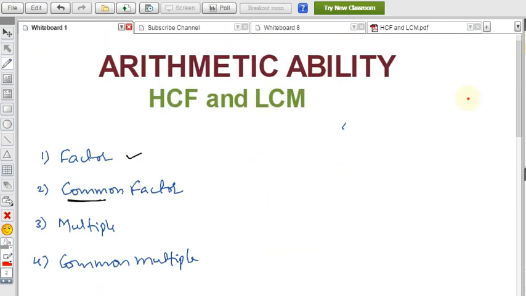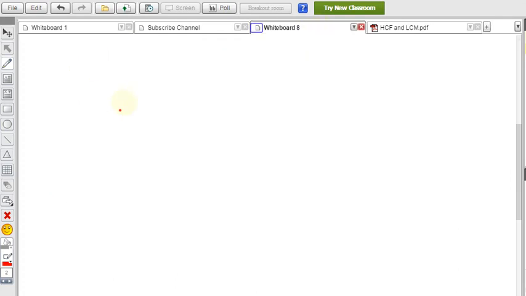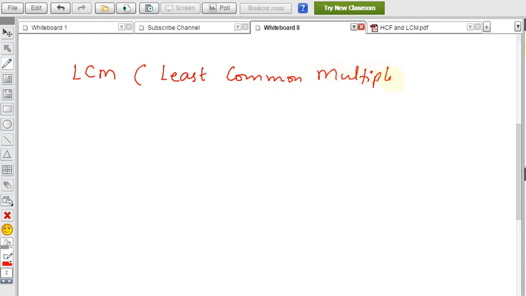Now let us see briefly about HCF and LCM. Now LCM. The full form is least common multiple. Now there are two methods to find LCM. One is the factorization method, and one is the shortcut method.